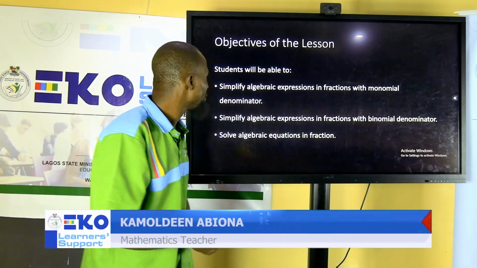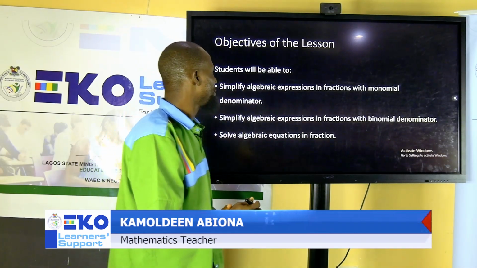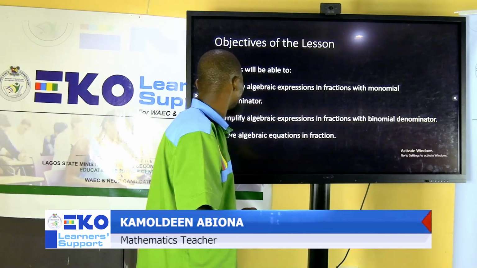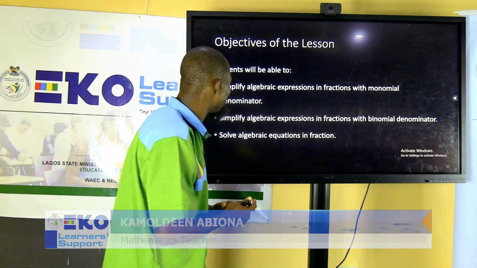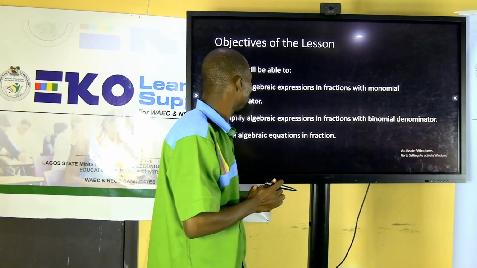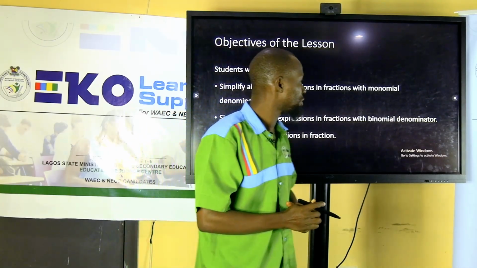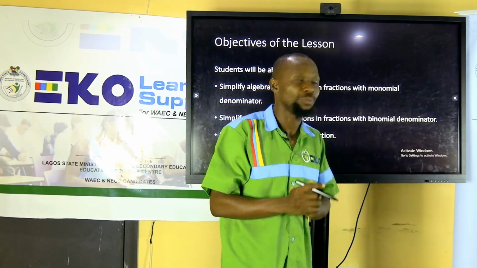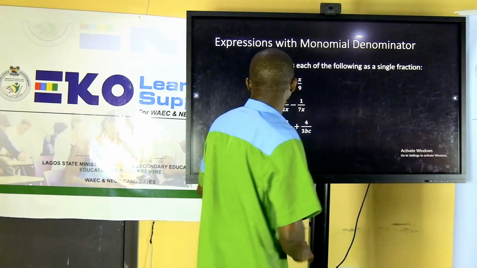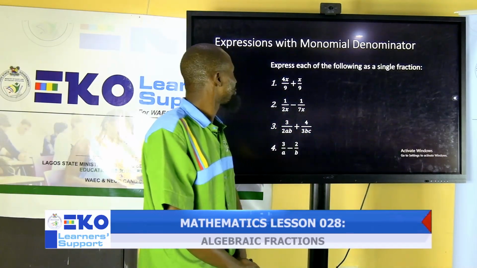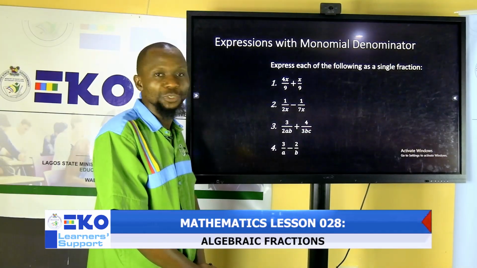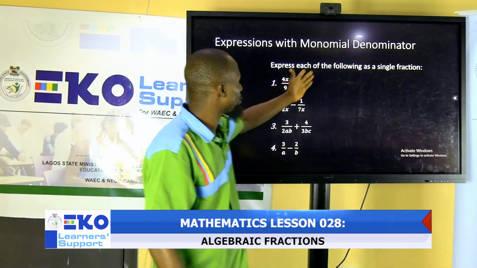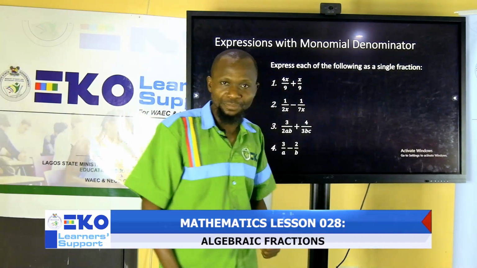So, objective of the lesson, students will be able to simplify algebraic expressions in fractions with monomial denominator, and also be able to simplify algebraic expressions in fractions with binomial denominator. So, yes, you can see this is expressions with monomial denominator. Express each of the following as a single fraction.